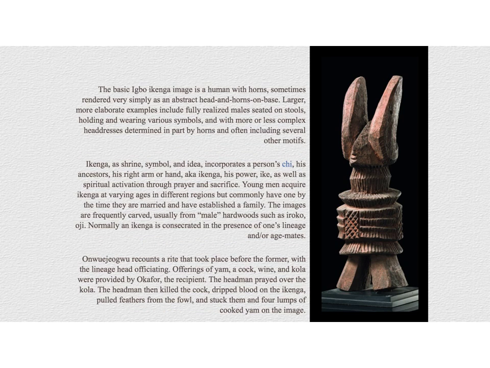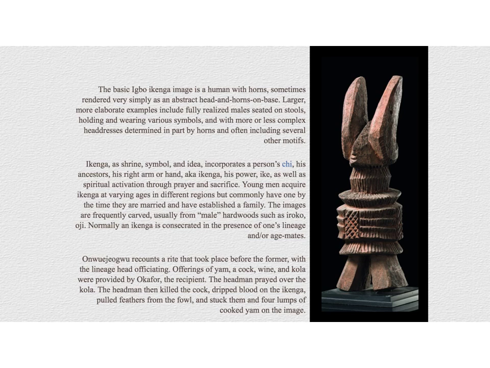So most of the Ikenga are some kind of human-like figure with horns. Sometimes they're pretty abstract, like you can see in this one. The human form is pretty abstract. It's not fully developed. They generally are supposed to incorporate a person's chi or individual soul, his ancestors, and then the power that comes from his hands, like I mentioned before.